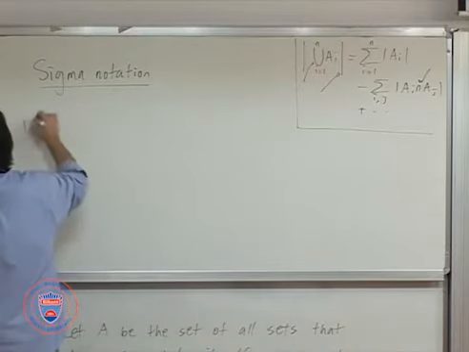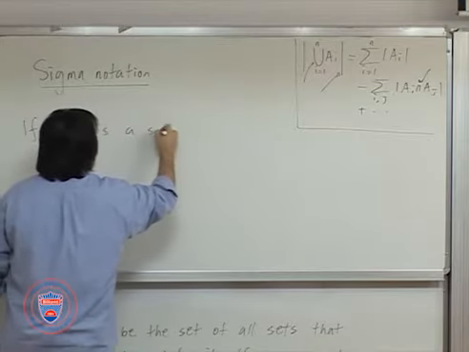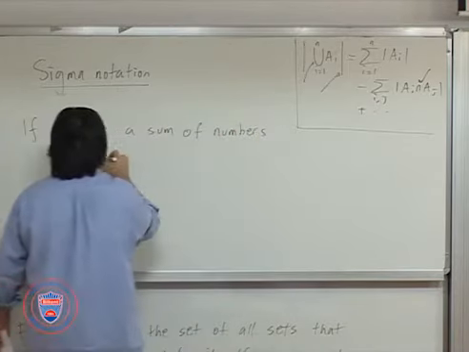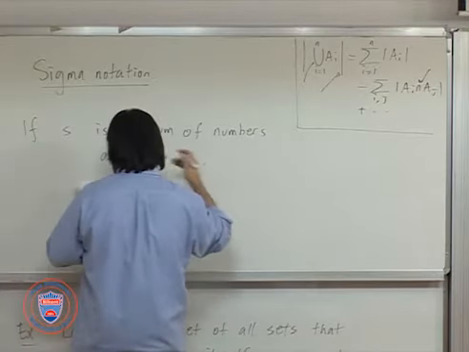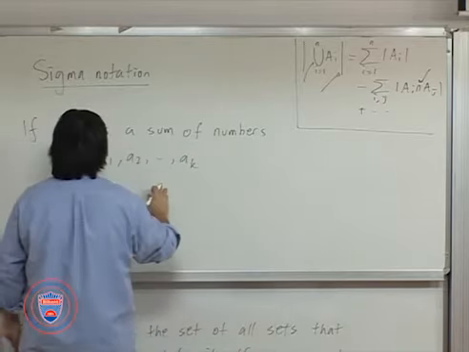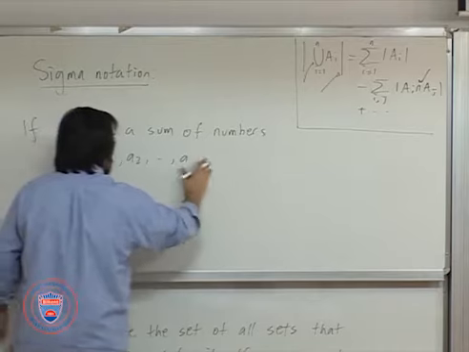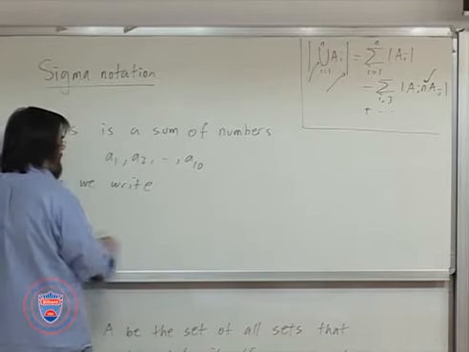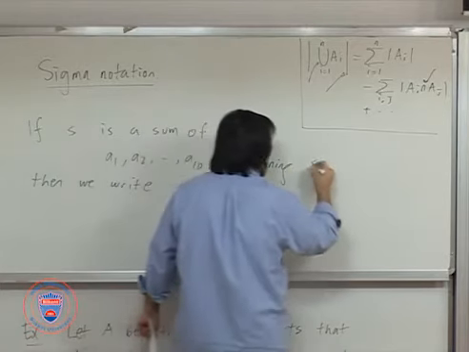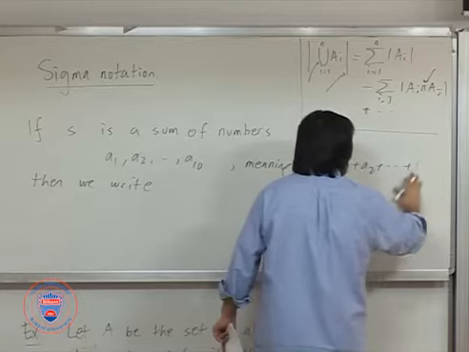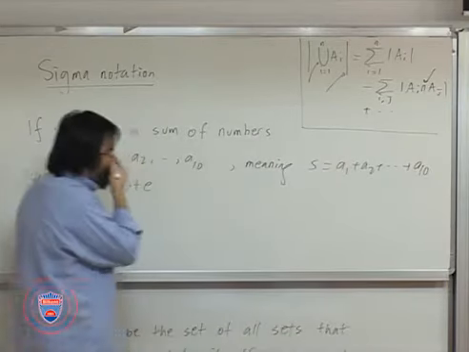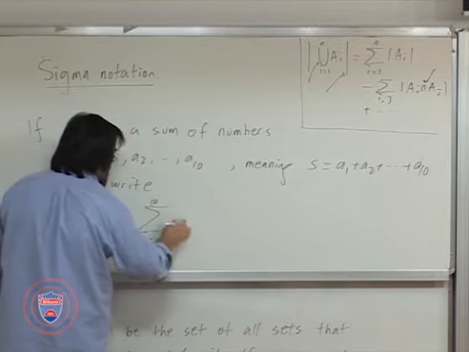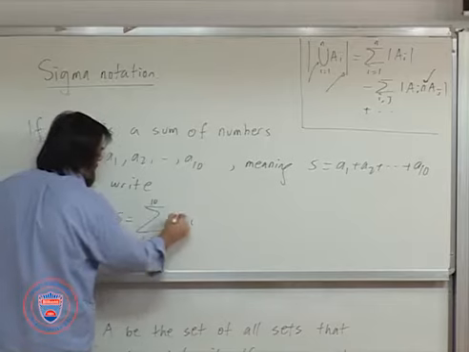So if, say, S is a sum of numbers a1 to an, it could be, say, a4, a10. Let me write this: S is like this, a1, a2, up to a10. If it's the sum of these numbers, then we write this. We say S is equal to the sum from i equals 1 to 10 of a_i. Okay? So this is the notation.